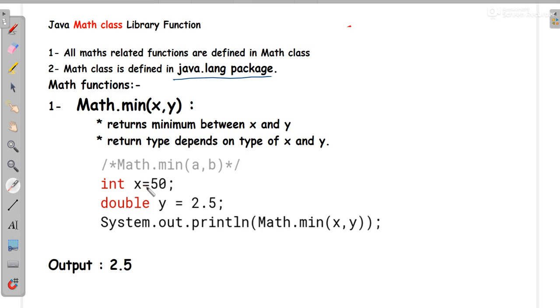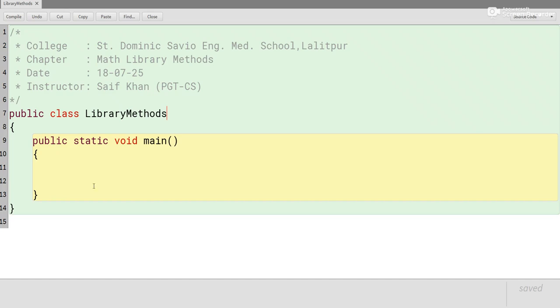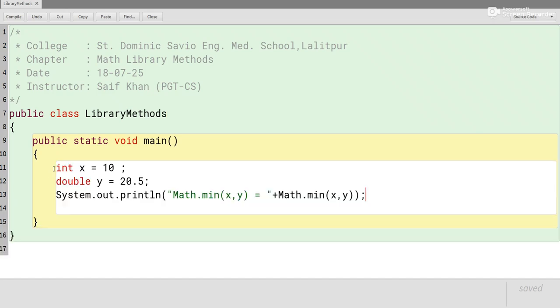We will see the demonstration of it. Just have a look over here. If you look here, x is 10, y is 20.5, System.out.println, Math.min(x, y). Whatever is written inside the double quotation marks is a label or a message and shows what this is. So when this function runs, it will return the minimum of x and y, which is 10. But the answer is not 10, the answer is 10.0. Okay, let's run this.